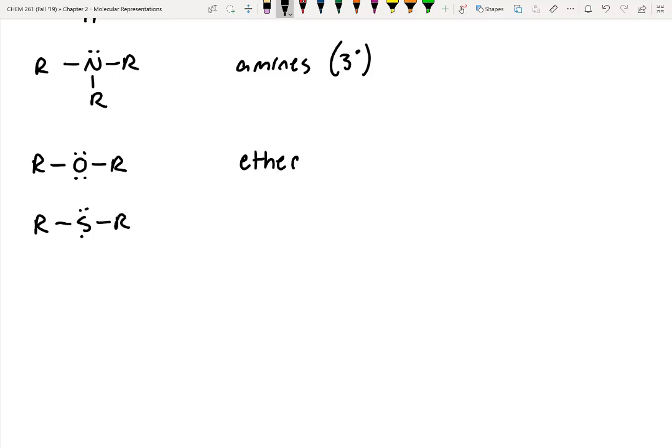All right, we have the sulfur equivalent, where we have sulfur in the middle. This is called a sulfide. We'll talk more about sulfur chemistry a little later. We're not going to do a whole lot of it this year.